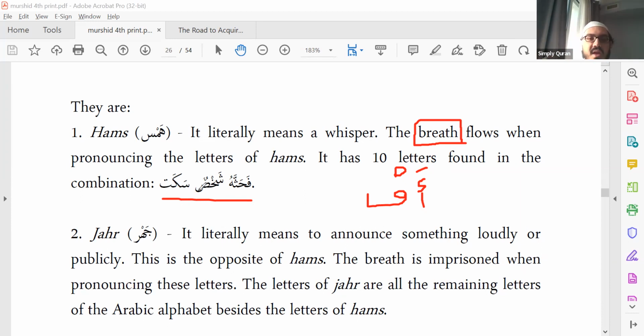So fa, ha, tha, ha, the breath is flowing, okay? Now the opposite of this, like we said, they're opposites. There are only four categories, and then you know the opposite, that's it. So we have Jahar, which is the opposite of Hams.